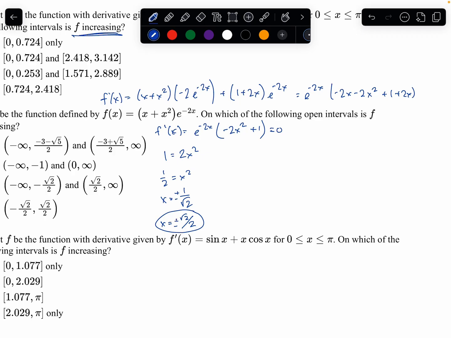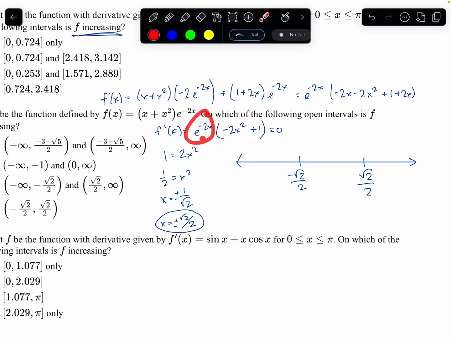So we found where the critical points are: negative root 2 over 2 and positive root 2 over 2. Since we found those, we can plug in something like 0. We know that this is always positive and never 0. So if we plug in something like 0 here, it's going to be positive and positive. So this tells me that f prime of x is greater than 0 here.